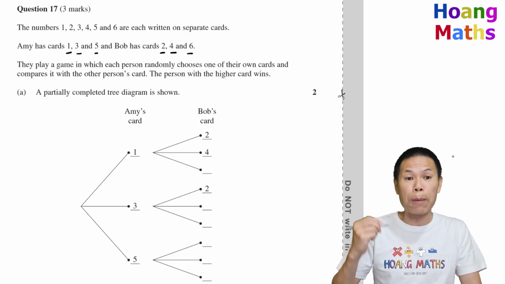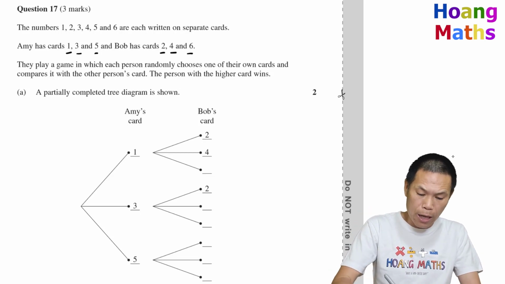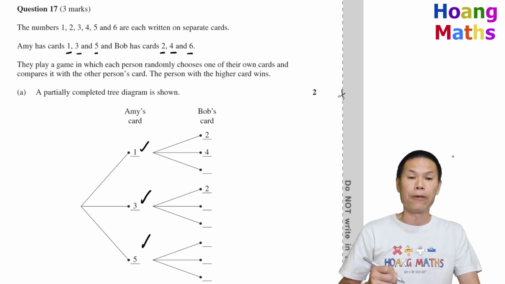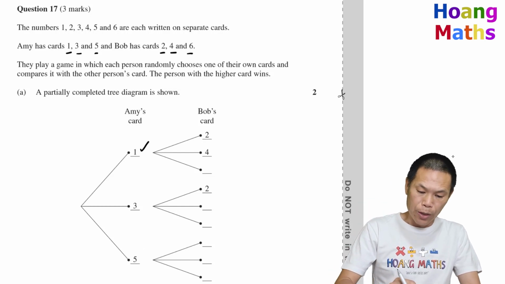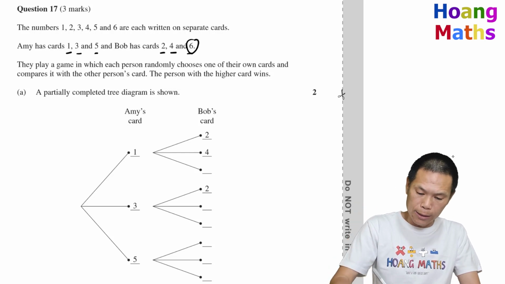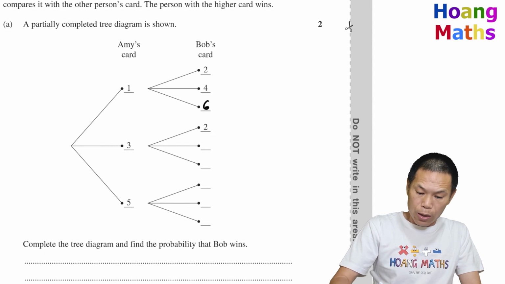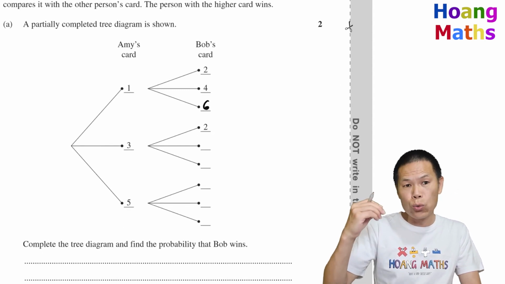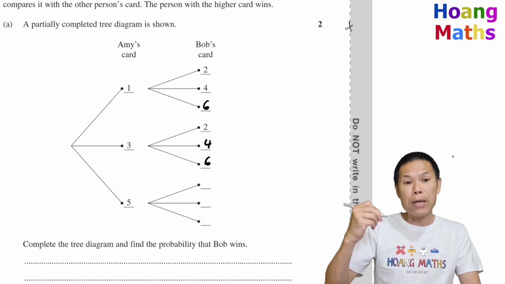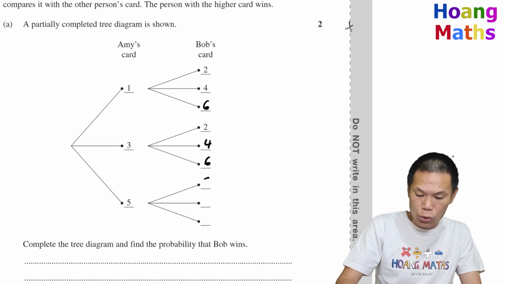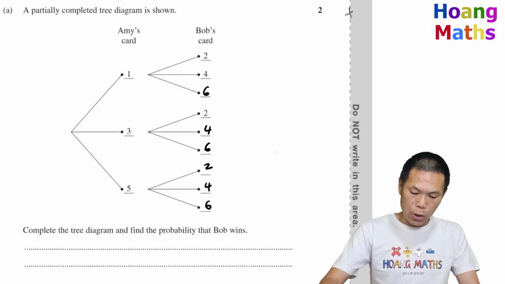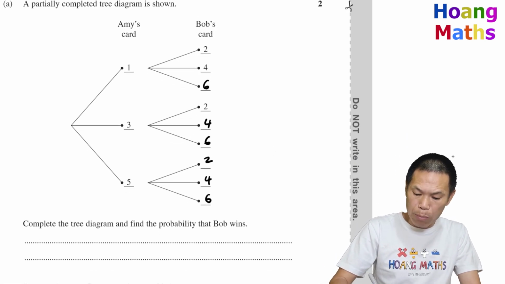First of all, we need to complete the table. The first one is Amy. She has either 1, 3, or 5, the number written on the card. Now for Bob, Bob can have either 2, 4, or 6. For the second one, Bob again has 2, 4, or 6. If Amy has a 5, Bob can have a 2, a 4, or a 6. So there you go. Now the question is, find the probability that Bob wins.